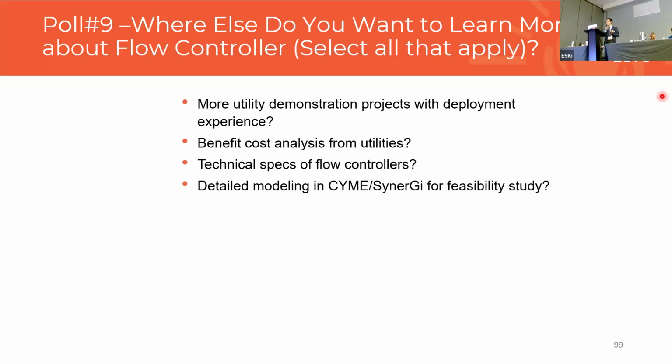Okay, good. And Mike showed one example of benefit cost analysis, BCA, from the National Grid pilot project. Do you want to see more benefit cost analysis from more utilities? If you're interested in that, raise your hand, please.